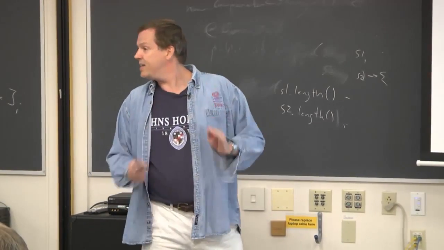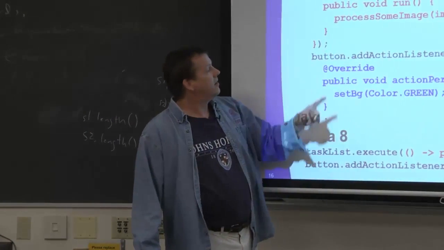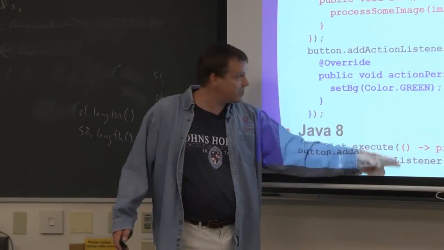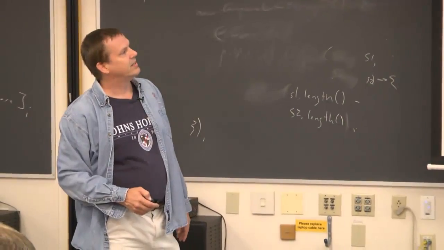But the API didn't change. For an executor service, execute still takes a runnable. For a button, add action listener still takes an action listener, same as it did before. And this turns into that at compile time, or something equivalent to that, I should really say.